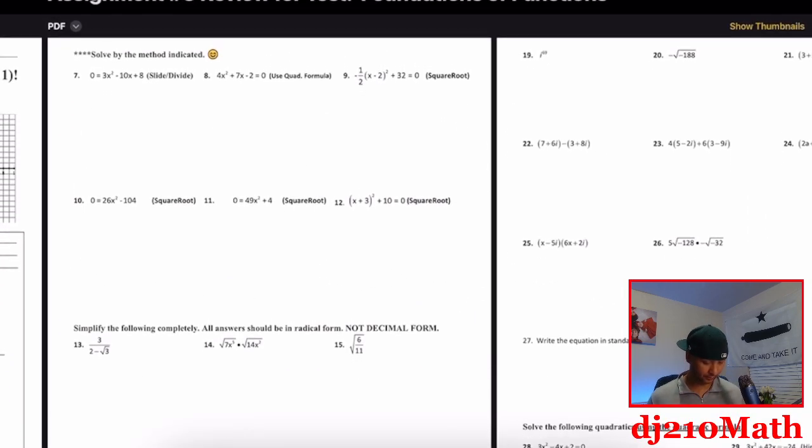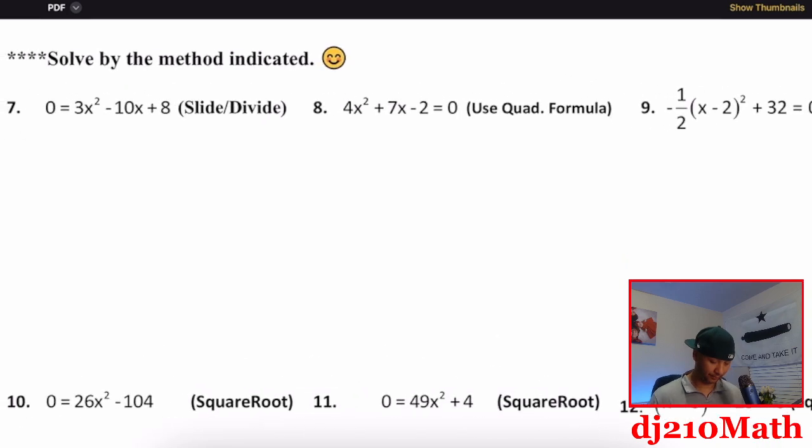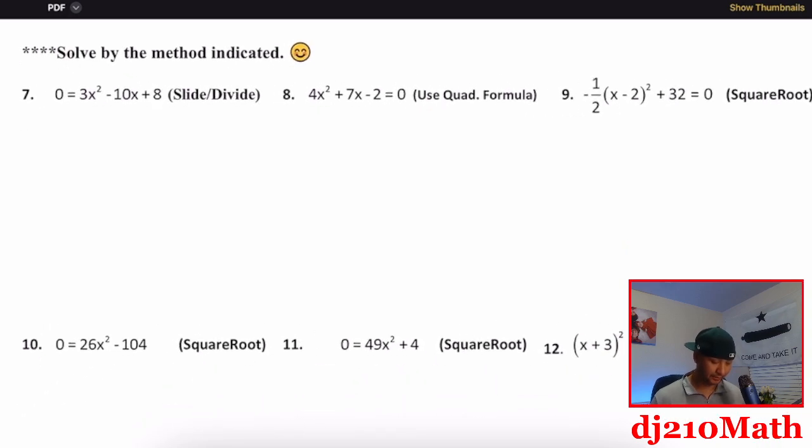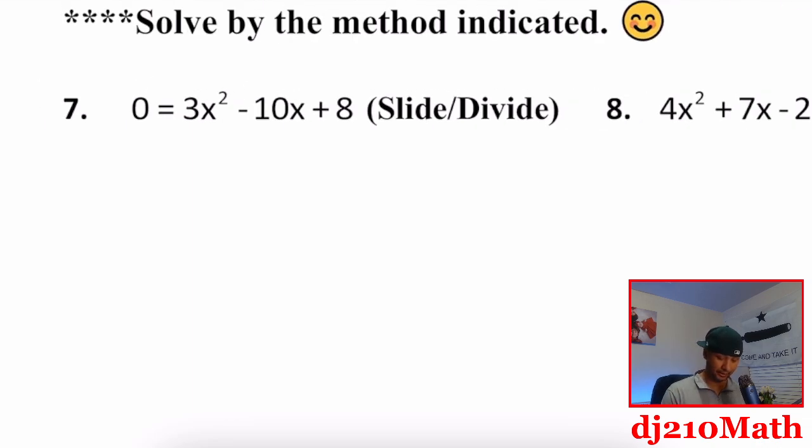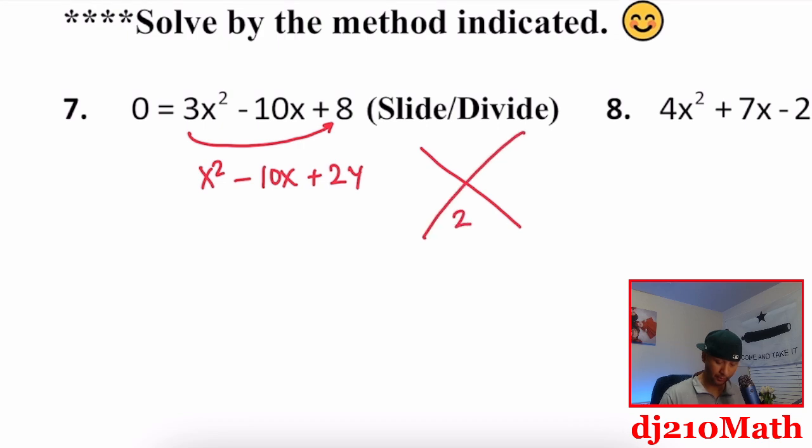All right, these are all very mechanical. They're technique heavy. So we got to use it. We have to solve by using the indicated method. Slide and divide. We just did it. Let's do it again. So 3 times 8, x squared minus 10x. 8 times 3 is 24. So two numbers that multiply to make 24 that add up to negative 10. So knowing your times tables comes in clutch, I think.